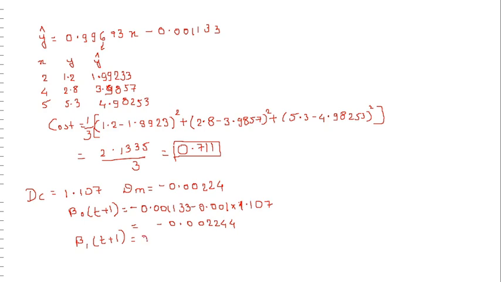And I'll also modify the value of beta 1. What is my previous value of beta 1? 0.996733 minus 0.001 into, I need to multiply DM in it. So what is the value of DM with me?